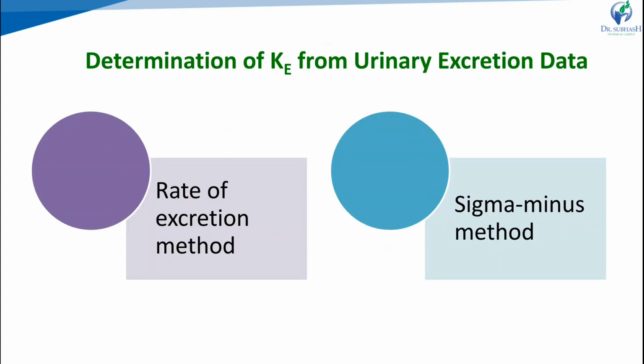For the determination of the absorption and elimination rate constants using urinary excretion data, two methods are used: the rate of excretion method and the sigma minus method.